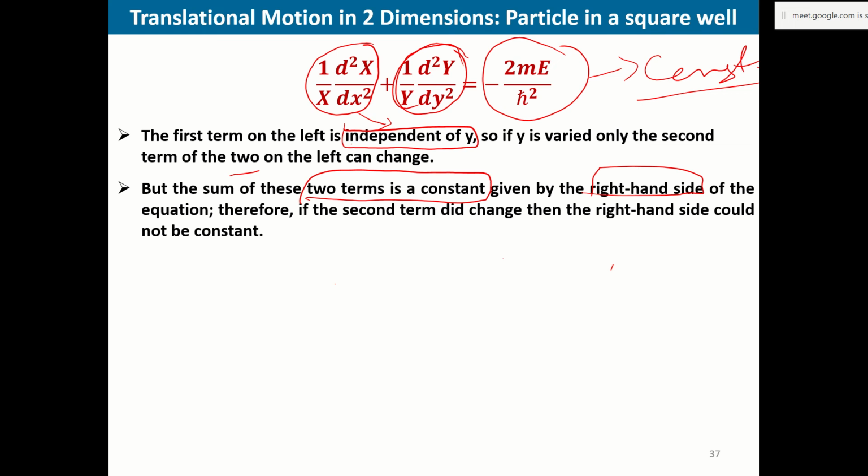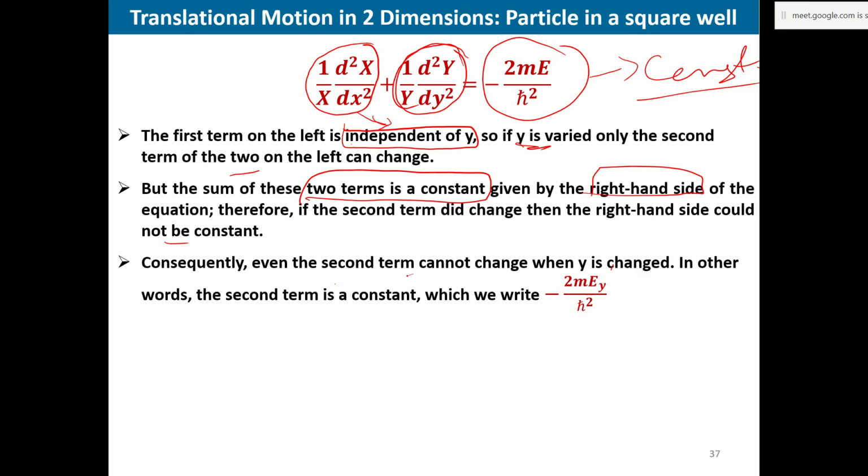So if the first term is independent, that is done. If we consider only y, the right hand side will not be constant, which implies that this must be constant. Even the second term cannot change when y is changed. In other words, we must represent the second term as a constant like this. This is the energy along y: the second term is reflected through a term which is the kinetic energy due to the motion along the y-axis.